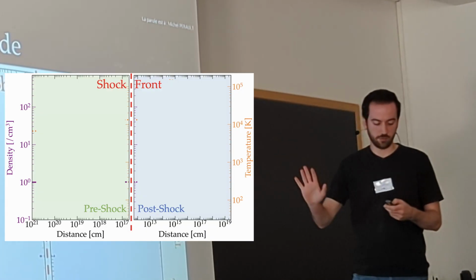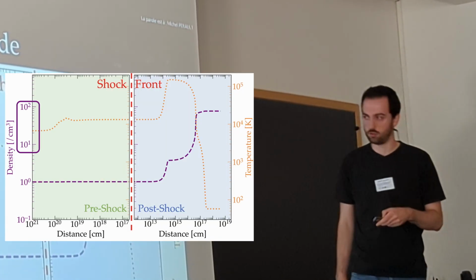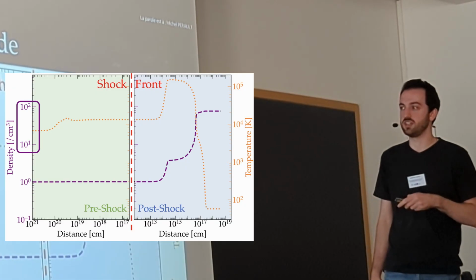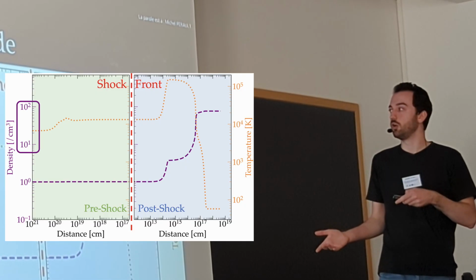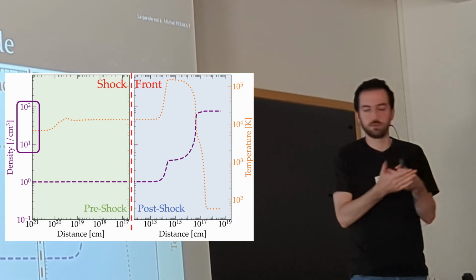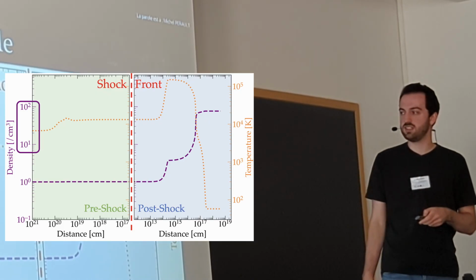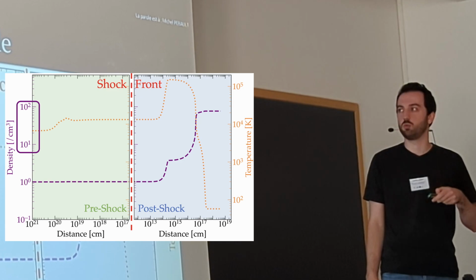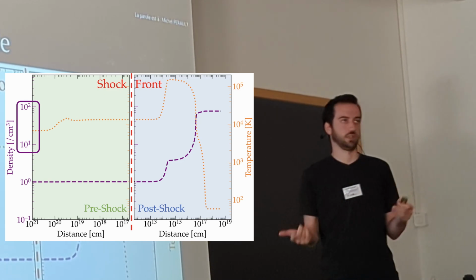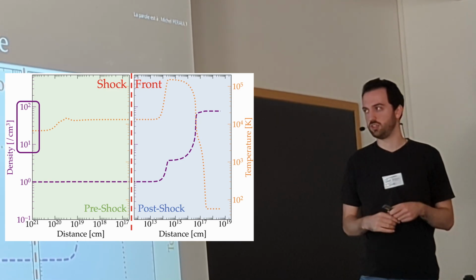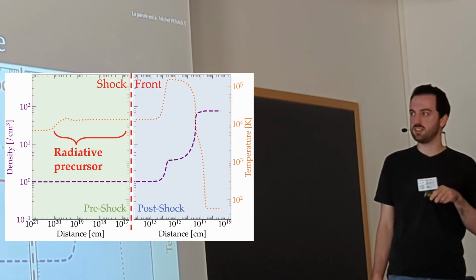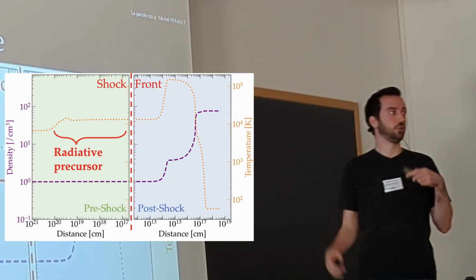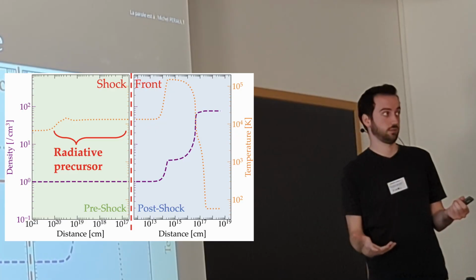Okay, so first we have a look at the density. So the density is the purple line. You can see that it's a neutral medium, which is becoming a cold neutral medium, so it's densified. And you can see that at the end we are reaching between 10 and 100 particles per cubic centimeter. And then if we look at the temperature, you can see that there is a bump on the material which is not yet shocked.